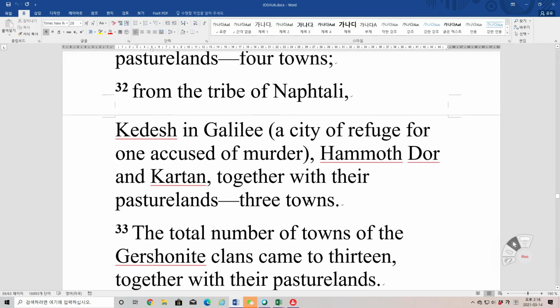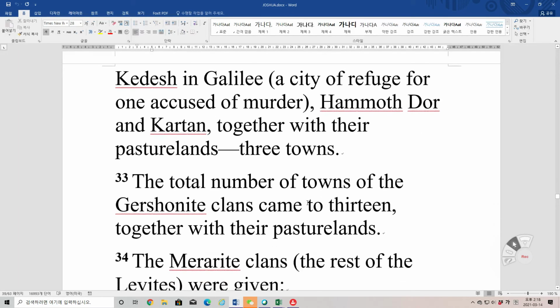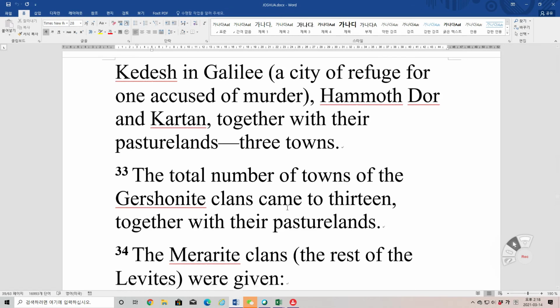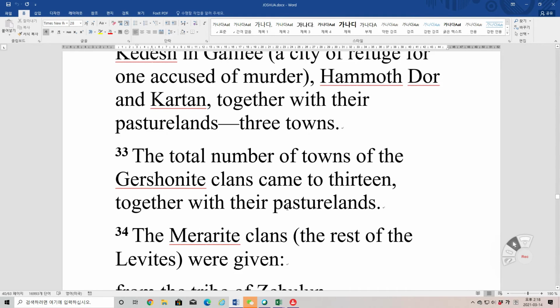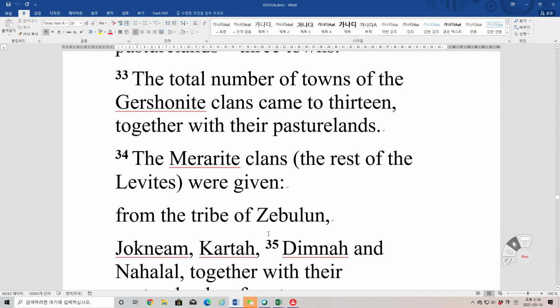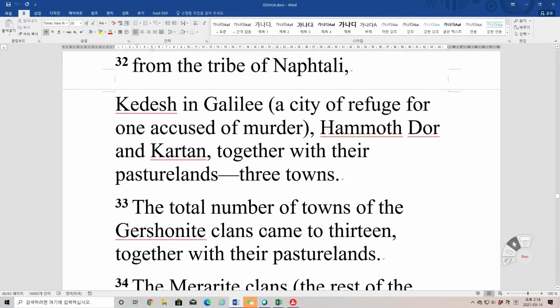4 towns. From the tribe of Naphtali, Kedesh in Galilee, a city of refuge for one accused of murder, Hammoth Dor, and Kartan, together with their pasture lands, 3 towns. The total number of towns of the Gershonite clans came to 13, together with their pasture lands.